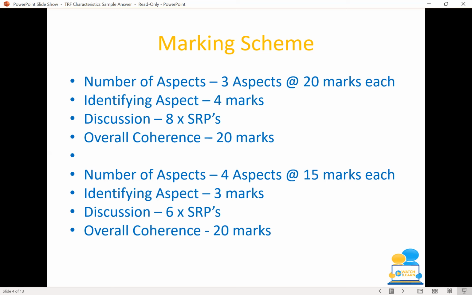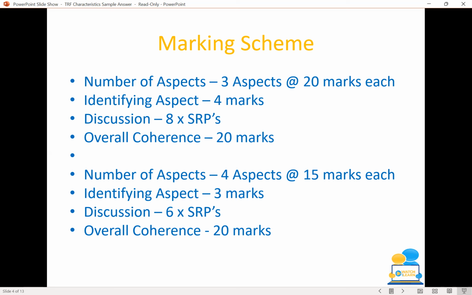You could also do, okay, depending on the way the question is asked, 4 aspects or 4 sections, and these will be marked at 15 marks each. You'll get 3 marks for identifying the aspect, and then you'll have an overall discussion of 6 SRPs per section.